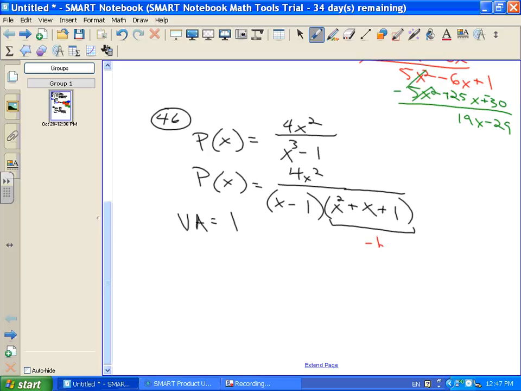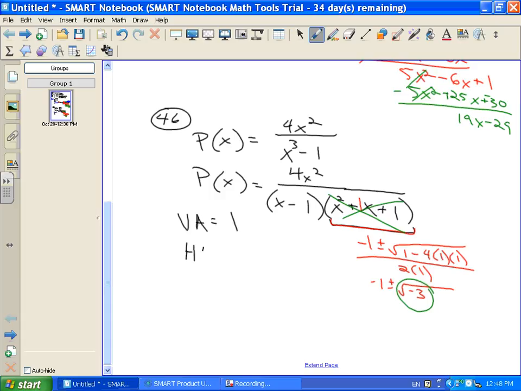So the opposite of b, what's b here? 1, the number in front of x. So the opposite of b plus or minus the square root of b squared minus 4ac, all over 2a. Negative 1 plus or minus the square root of 1 minus 4. I get the square root of negative 3. What am I going to get here? I'm going to get imaginaries. So I don't even get real solutions out of this, so I don't have to worry about it. The only vertical asymptote I'm going to have here is 1.